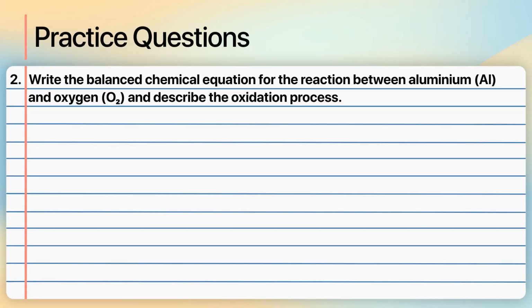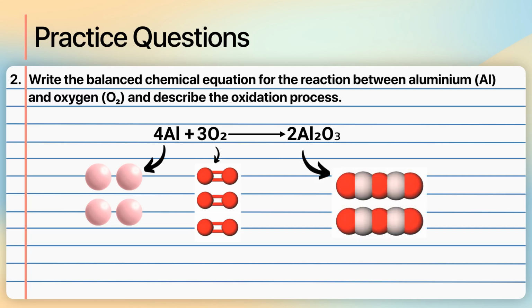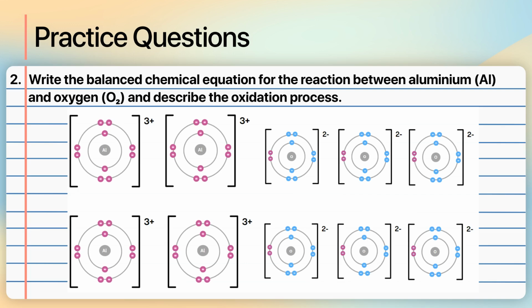Let's look at the formation of aluminium oxide. Write the balanced chemical equation for the reaction between aluminium and oxygen and describe the oxidation process. When aluminium reacts with oxygen, it forms aluminium oxide. The balanced chemical equation for this reaction is as follows: 4Al plus 3O2 gives 2Al2O3. 4 atoms of aluminium react with 3 molecules of oxygen to produce 2 units of aluminium oxide. Aluminium atoms undergo oxidation by gaining oxygen atoms.